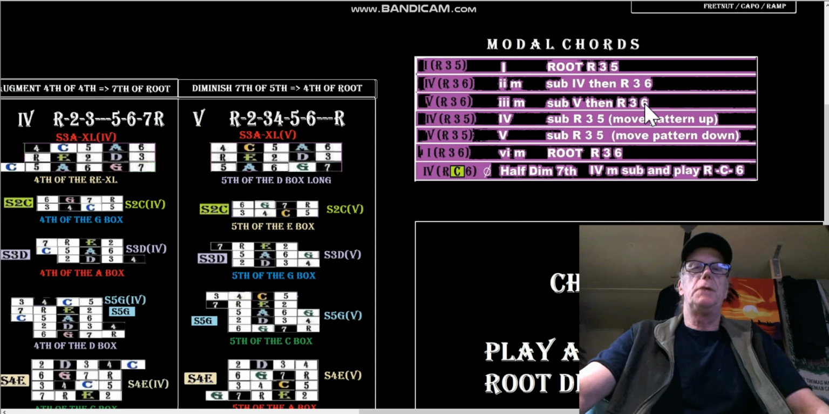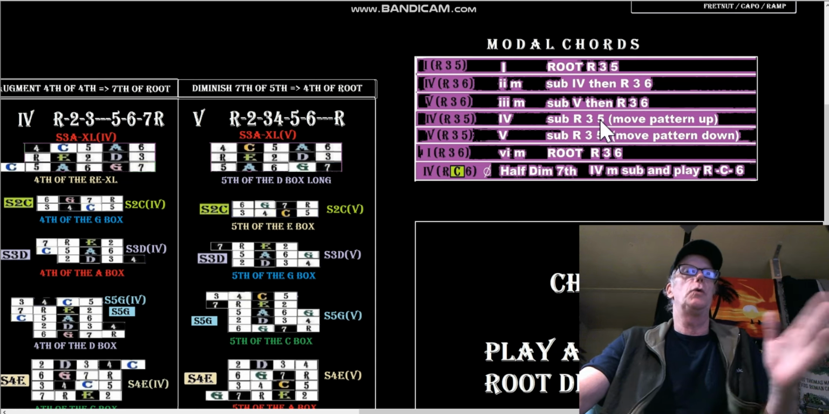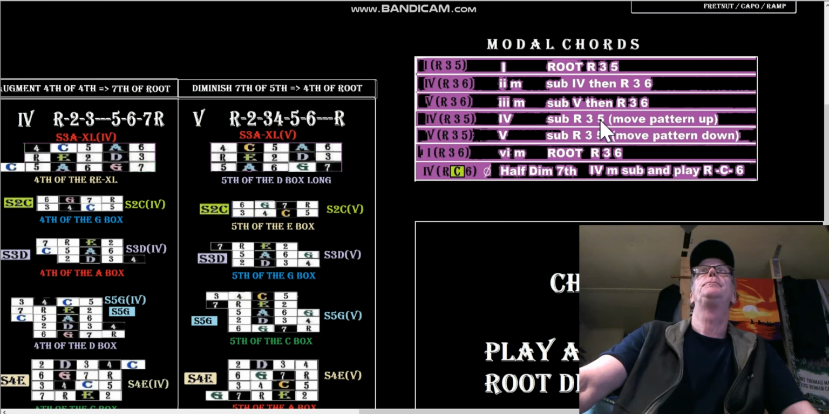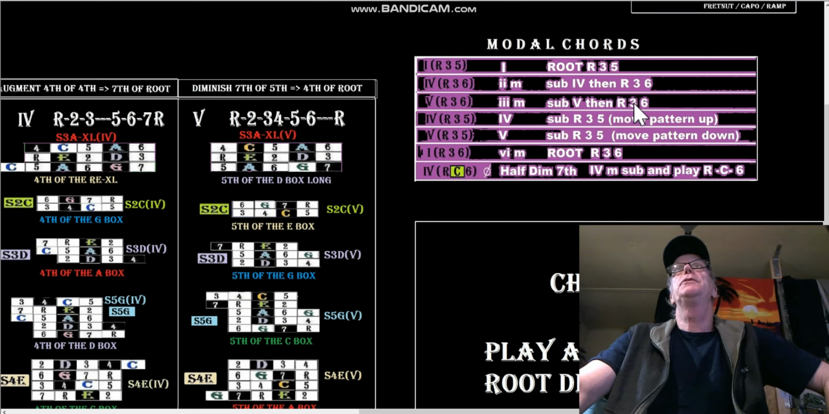And that'll give us the minor arpeggios cage bound. The fourth is just substitute the fourth and play root 3, 5th, move the pattern up. The fifth, we substitute the fifth and play root 3, 5. Now notice there's no seventh in that root 3, 5. Notice there's no fourth in that root 3, 5. See, so that's how we avoid that problem of going into the key of the fourth or the fifth. Same thing with the root 3, 6. You don't see a fourth or a seventh involved there. For the 6 minor, we just play root 3, 6.